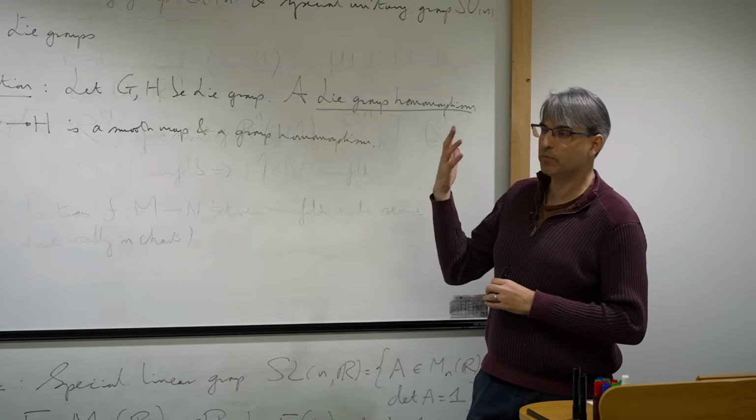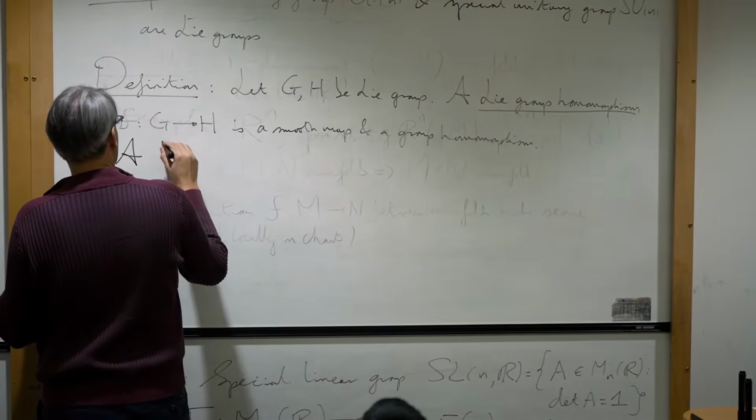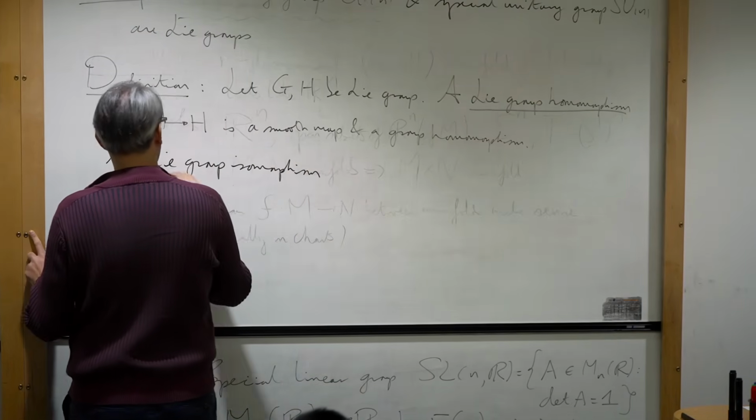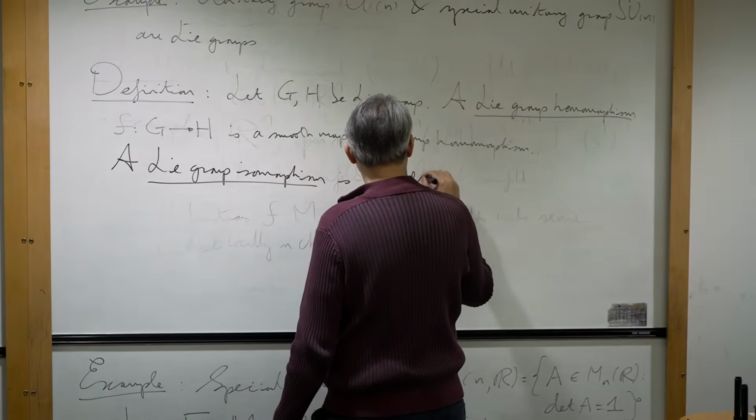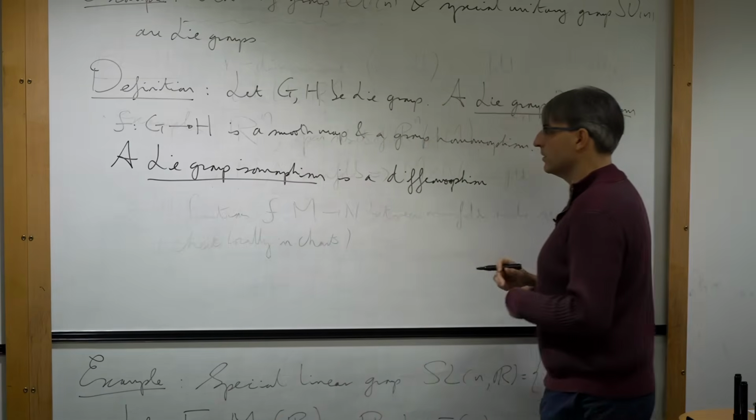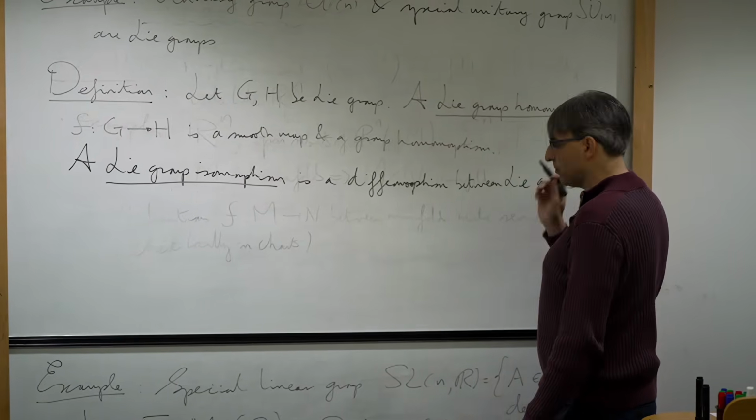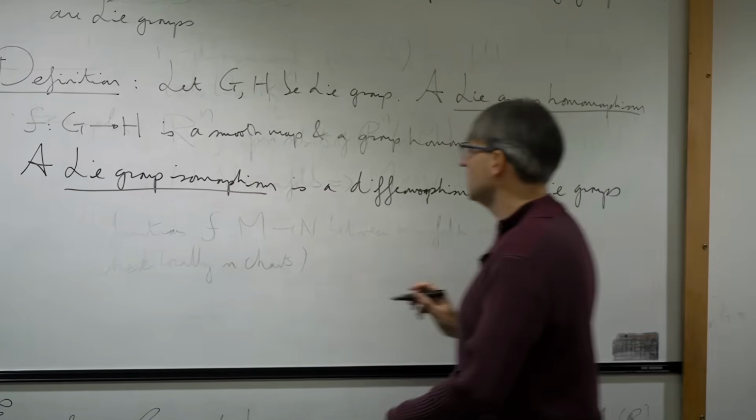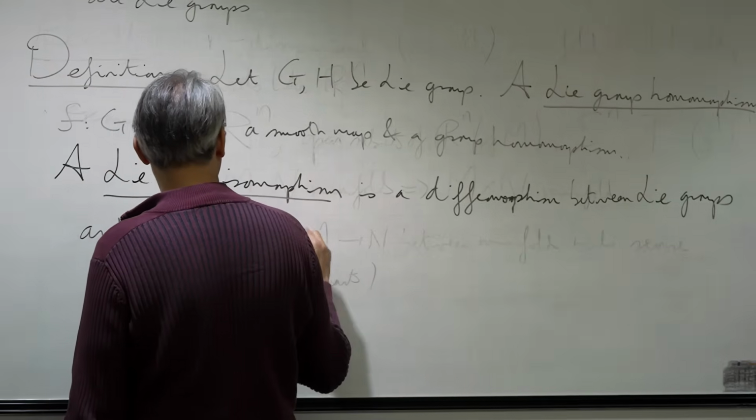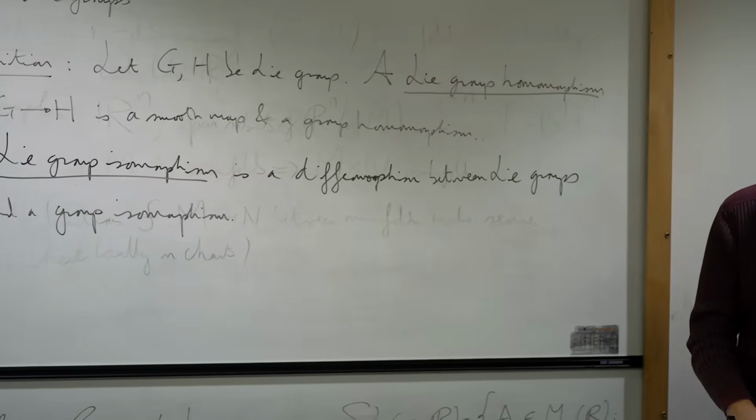And then you can say, when are two Lie groups the same Lie group? That's when they should be Lie group isomorphic. So a Lie group isomorphism is a diffeomorphism between Lie groups. So that means it's a smooth bijection with smooth inverse between Lie groups, and a group isomorphism. Right. So it has to preserve both the manifold structure and the algebra structure.